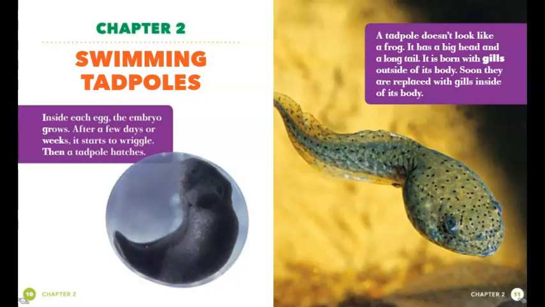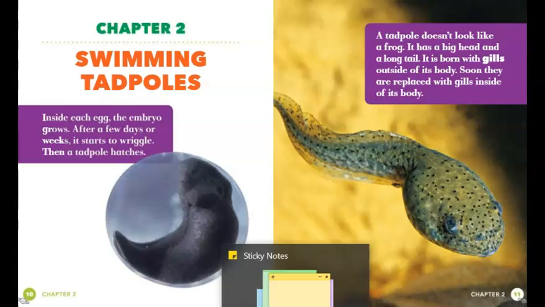Swimming tadpoles. Inside each egg, the embryo grows. After a few days or weeks, it starts to wriggle. Then a tadpole hatches. A tadpole doesn't look like a frog. It has a big head and a long tail. It is born with gills outside the body. Soon they are replaced with gills inside the body.